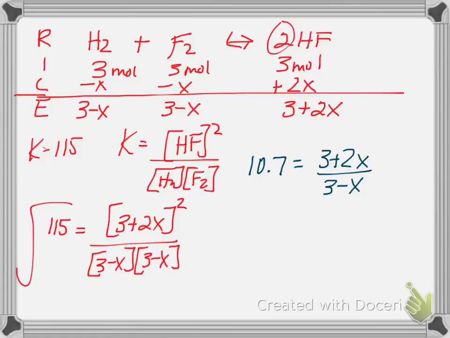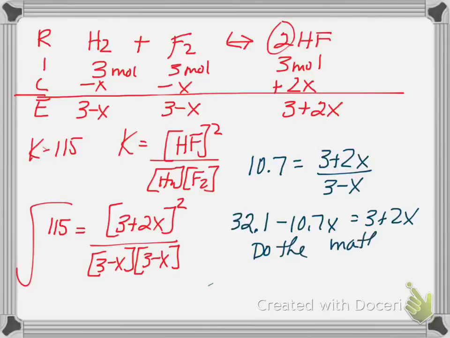So do I need to go through it, or can I just go to the end? Okay. So then that would give us 32.1, I think, I can't read my writing, minus 10.7x is equal to 3 plus 2x. Surely you can go from here. So do all the math, and x is equal to 2.29. Is that what you guys got?